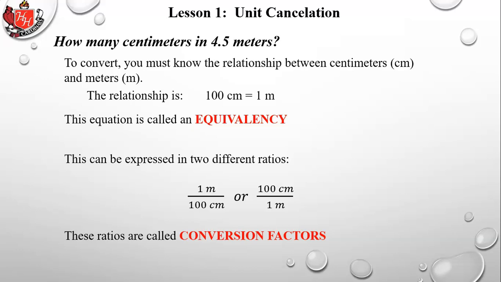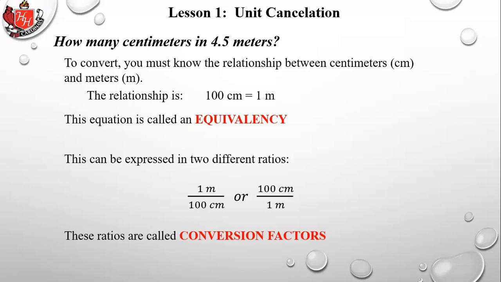That can be expressed in 2 different ratios. There's 1 meter for every 100 centimeters, or there's 100 centimeters for every 1 meter. Those are both true statements, and those ratios are called conversion factors. Now you may say, wait a minute, in math you can't just say 1 over 100 is the same as 100 over 1. Those are totally different numbers. But here you have a unit attached to the number. It gives it an actual meaning. So it's a specific relationship between 1 meter and 100 centimeters. It's not just the number 1 and the number 100. So because you have units of measure attached, you can say that both of these are valid statements.